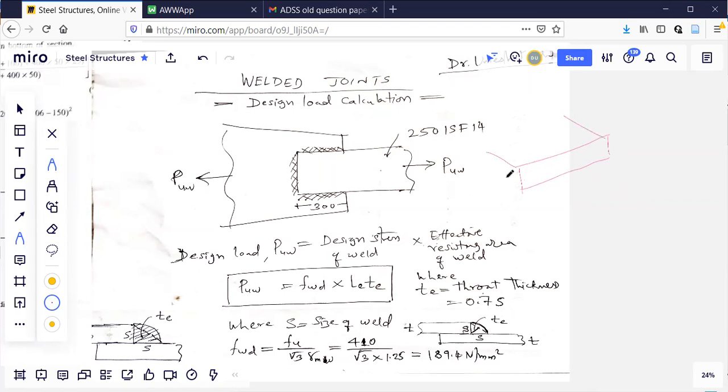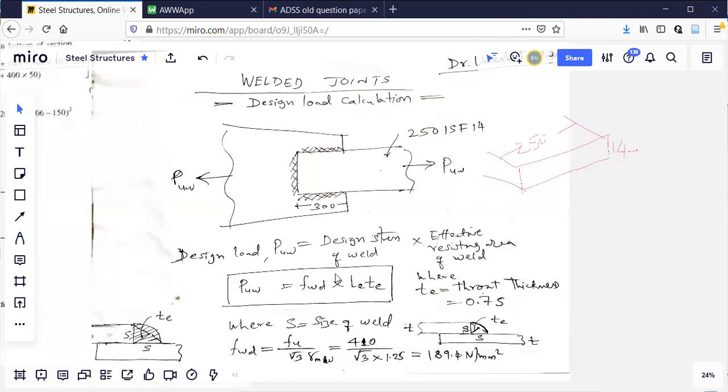250 ISF 14 means what I'm telling now. This is 250, width is 250. 14 stands for thickness of the flat. Okay, it is an IS Indian Standard Flat. It is just a rectangular section. So this is connected to one gusset plate.